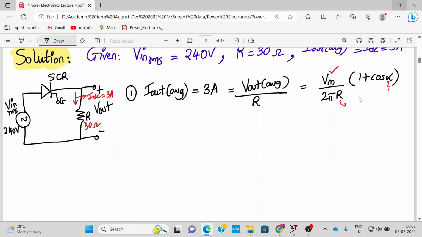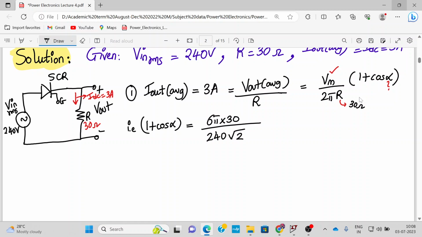Let us continue the numerical. So R value is around 30 ohm given to you. Vm value we can calculate as 240 root 2. So yeah, let us cross multiply and check what we get. So here we have 1 plus cos alpha will be equal to this 3 ampere multiplied by 6 pi into 30. All right. So that will be around 6 pi into 30 and divided by Vm. And Vm value is how much? 240 root 2. I hope it is clear.